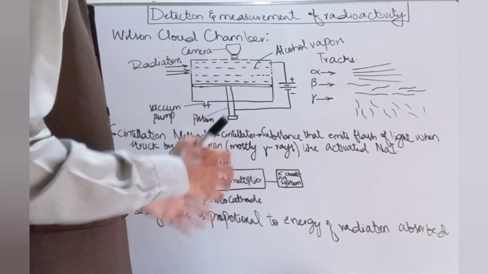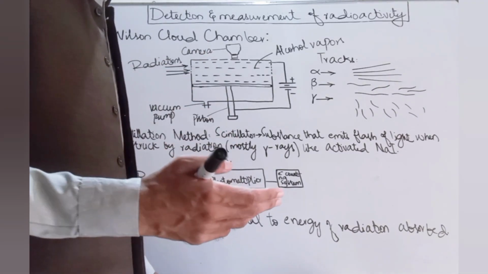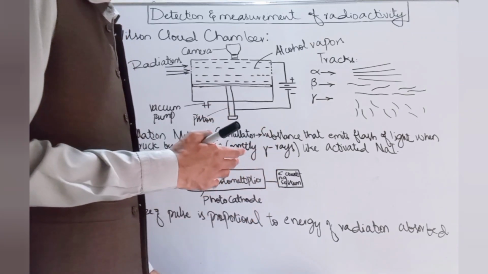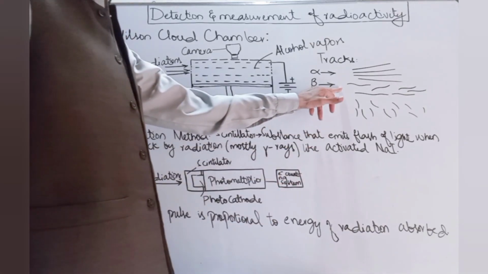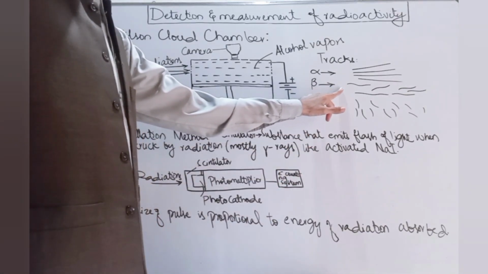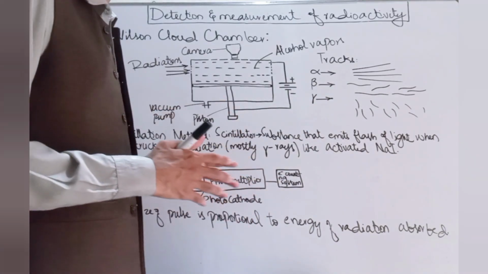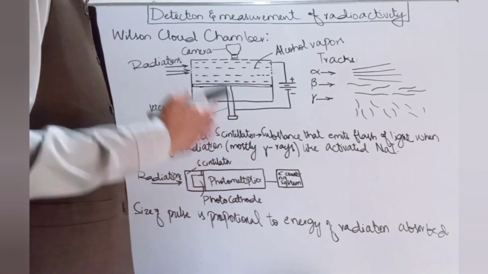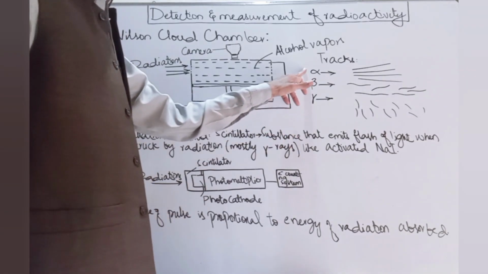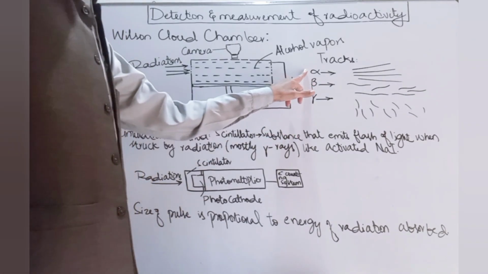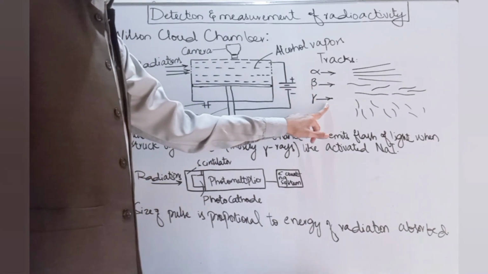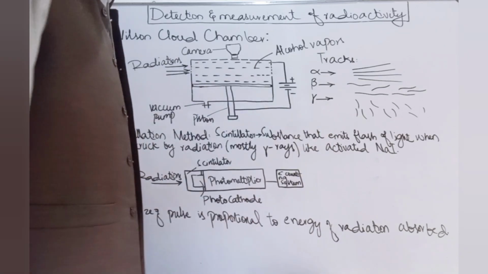So the most regular and long tracks are produced by alpha radiations. Somewhat irregular tracks are produced by beta radiations, and completely irregular tracks without any pattern are produced by gamma radiation. It shows that alpha radiations cause the most ionization, whereas gamma radiations cause the least ionization.